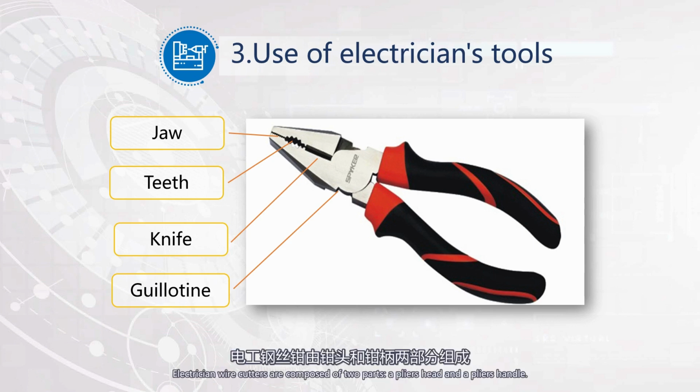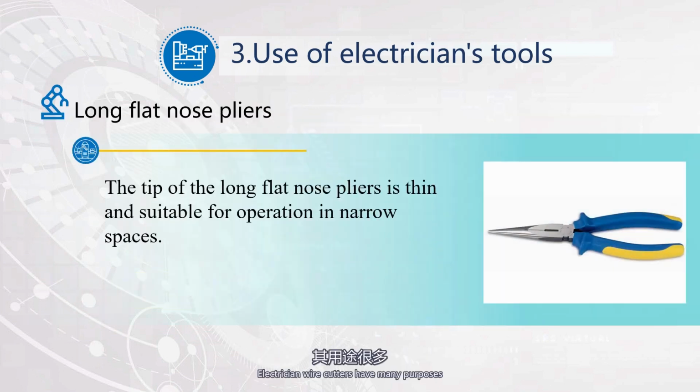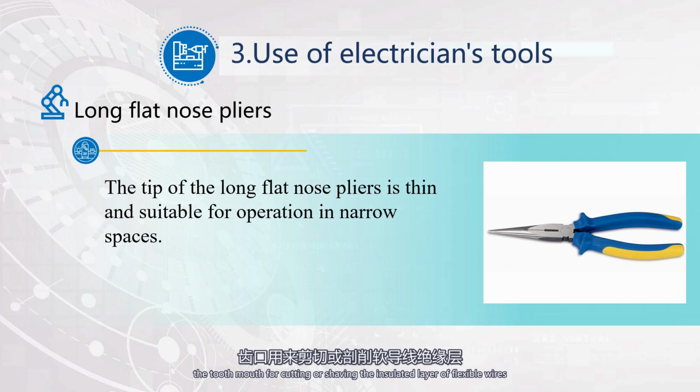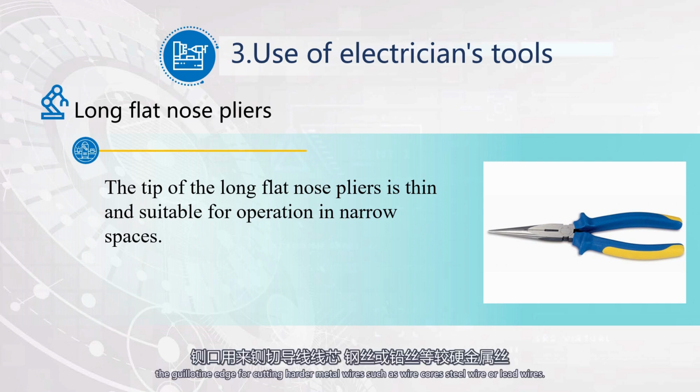Electrician wire cutters are composed of two parts, a pliers head and a pliers handle. The head of the forceps is composed of four parts: the mouth of the forceps, the mouth of the teeth, the knife edge, and the guillotine edge. Electrician wire cutters have many purposes. The forceps mouth is used for bending and clamping wire head. The tooth mouth is for cutting or shaving the insulated layer of flexible wires. The knife edge is for cutting wire. The guillotine edge is for cutting harder metal wires such as wire cores, steel wires, or lead wires.